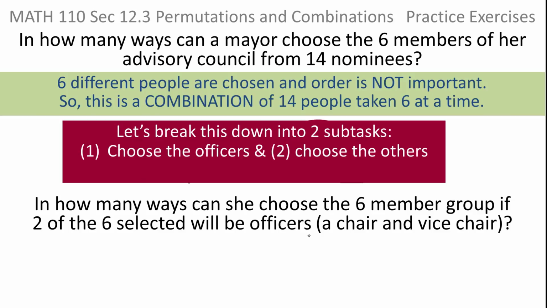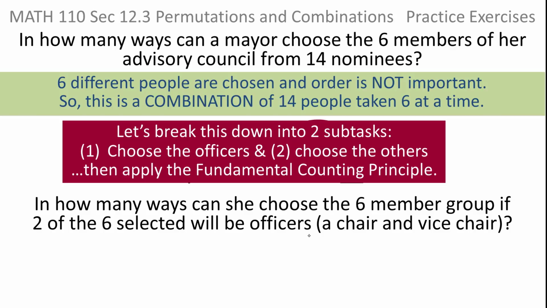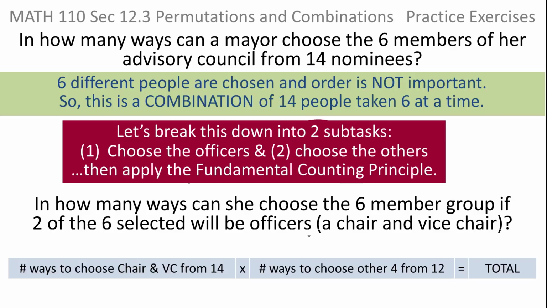So you're actually choosing the officers and then choosing the others. And by the fundamental counting principle, you'll take the product of the first calculation and the second calculation to be the final answer. So let's take it one piece at a time. We want to first choose the officers from the 14. So you're going to pick officers from the 14.